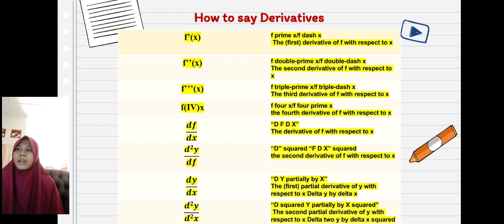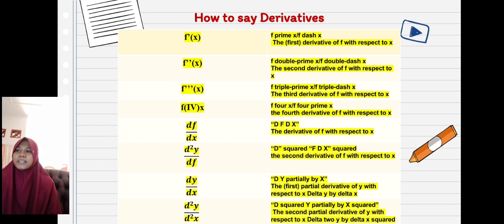f'(x), f prime x or f dash x, the first derivative of f with respect to x. f''(x), f double prime x or f double dash x, the second derivative of f with respect to x. f'''(x), f triple prime x or f triple dash x, the third derivative of f with respect to x. f4(x) or f4 prime x, the fourth derivative of f with respect to x.